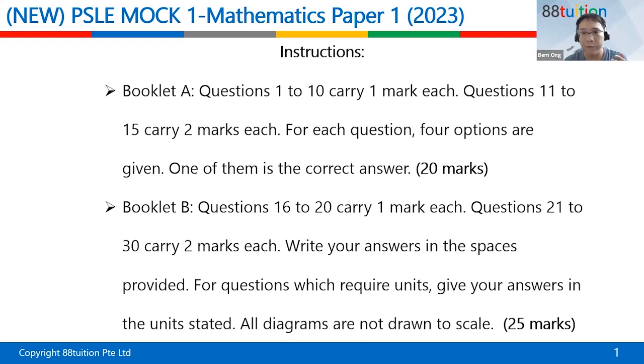After finishing booklet A, go into booklet B. Booklet B has a little bit more marks. The short answer questions have about 25 marks involved. Questions 16 to 20 are 1 mark each, which means they are easy questions again. You can surely score one. Then questions 21 to 30 are 2-mark questions each.